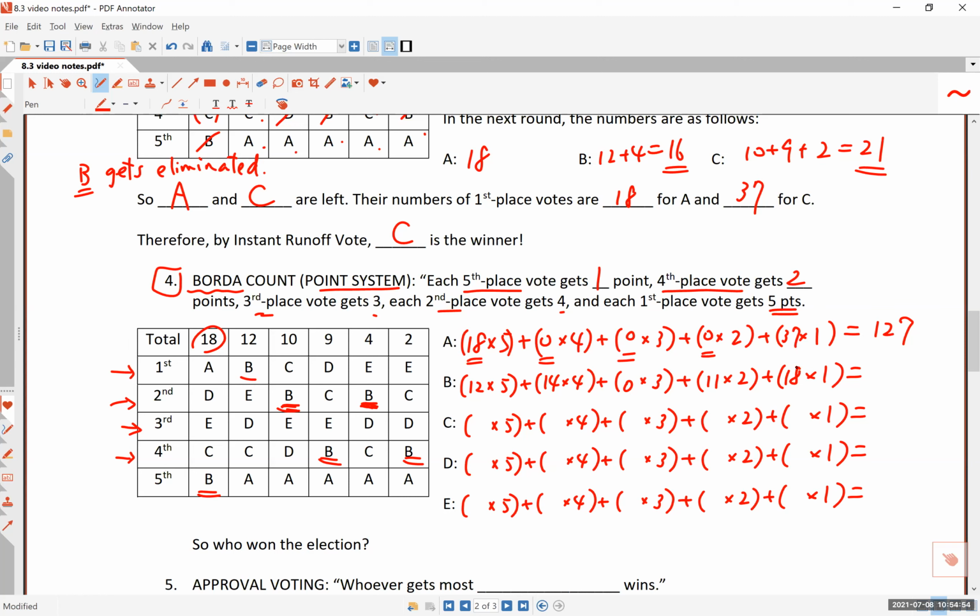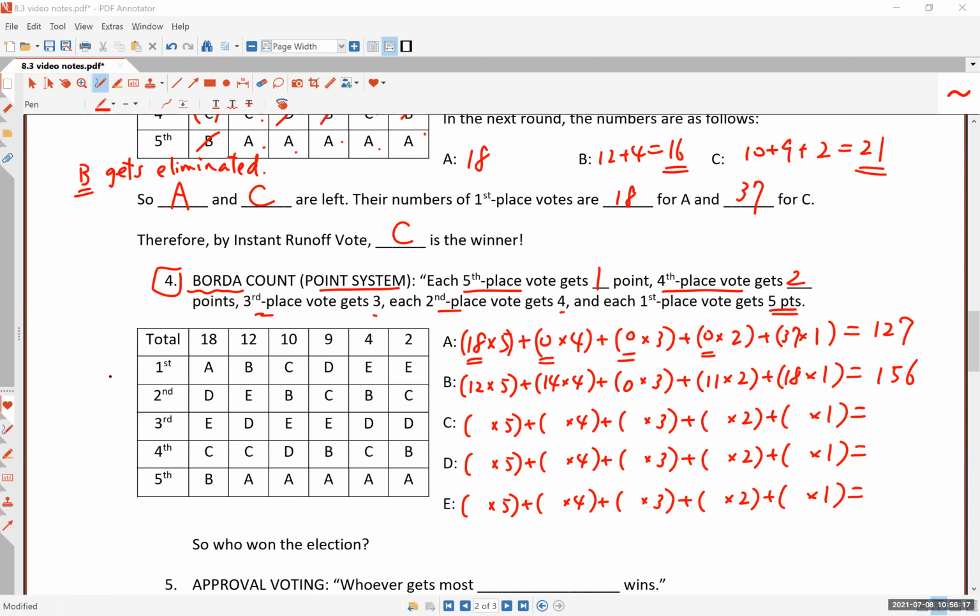So that gives you the number of points B gets. Let me just make sure we have this correctly. And if you add up these numbers, it adds up to 156 points for B. Okay, now let's do the same thing for C.